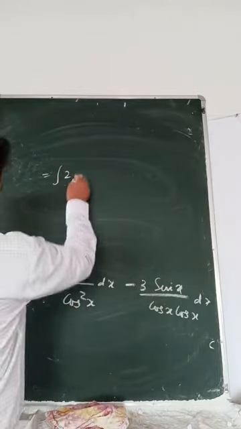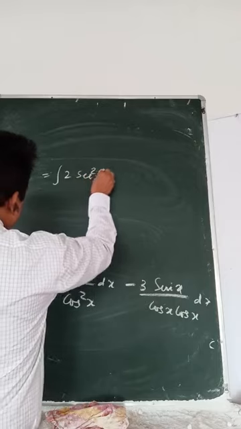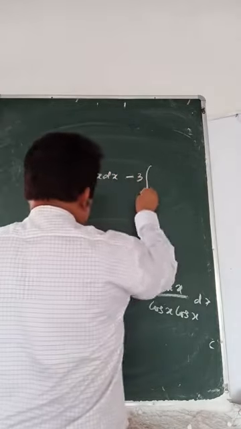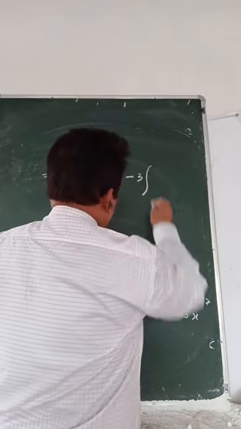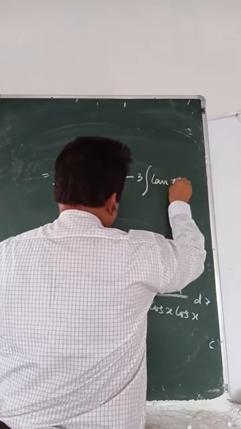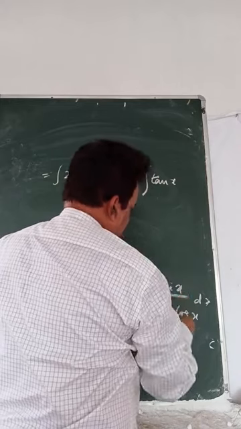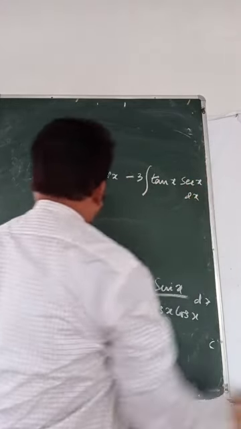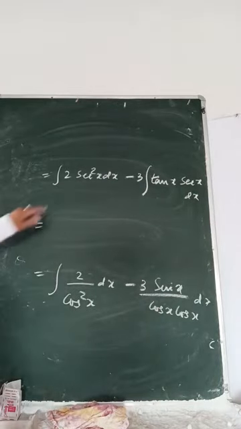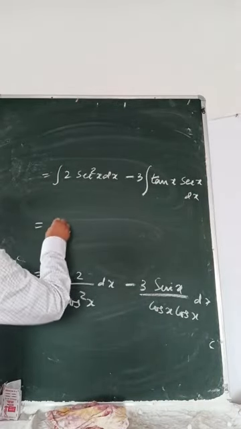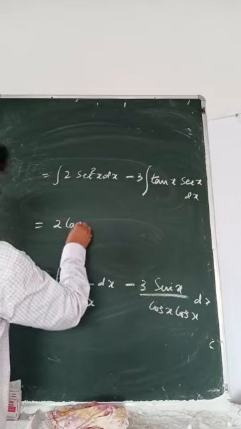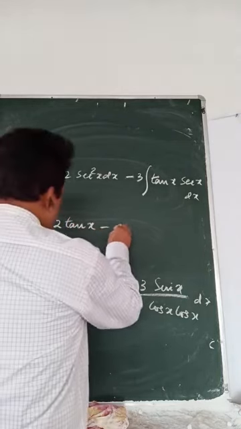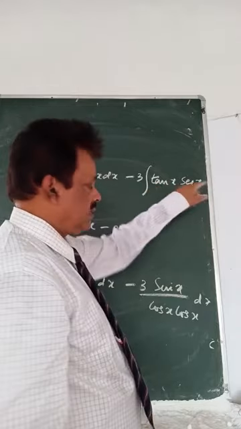2 by cos square x is 2 sec square x. 3 sin by cos is tan x, and 1 by cos is sec x, dx. So it is a formula now. The integral of 2 sec square x is 2 tan x, minus, what is the formula of tan x into sec x?